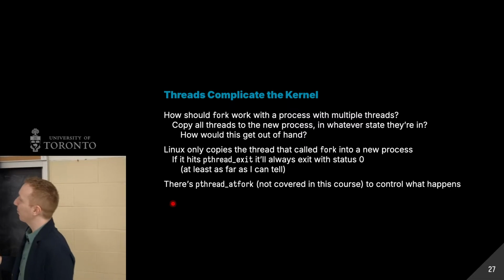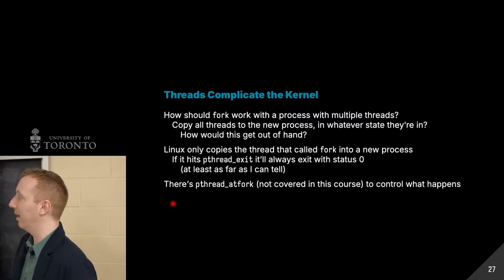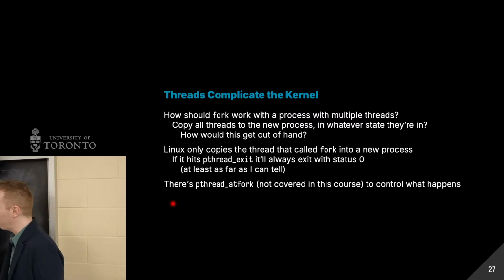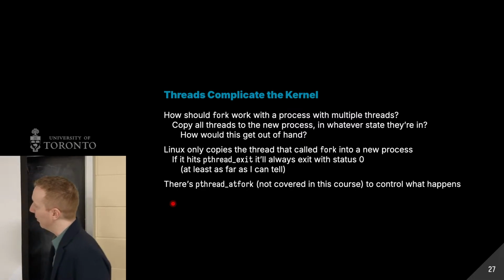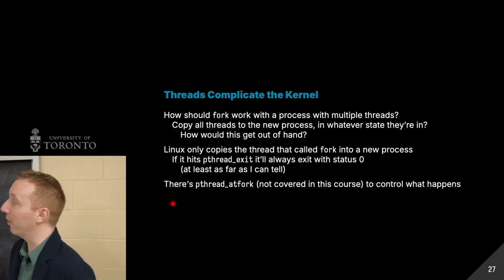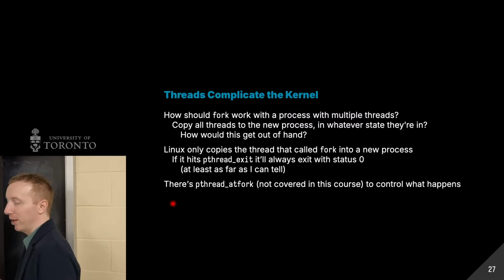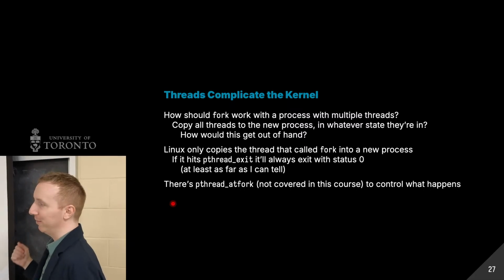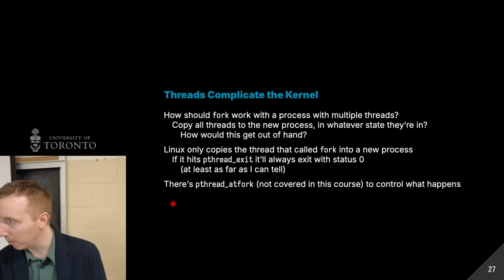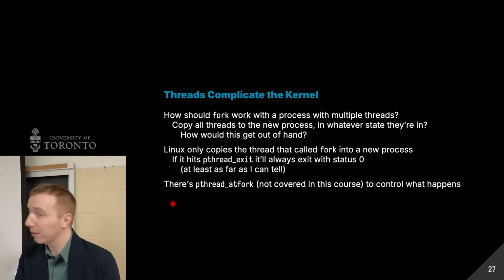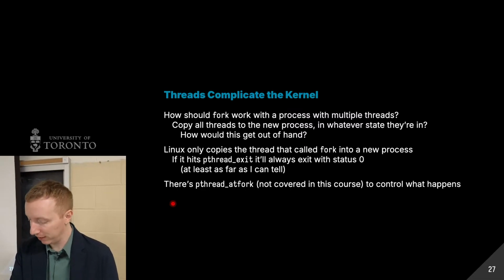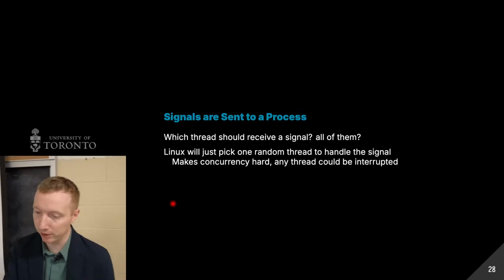If you want to control what happens to the other threads at a fork, there's this pthread at fork call. I will not cover it in this course, but that is how you can control what other threads do whenever one thread calls fork to try and make memory consistent. But basically, if you try and use that, you are probably making things very complicated for yourself, and we will not be covering it in this course, but it is an option.